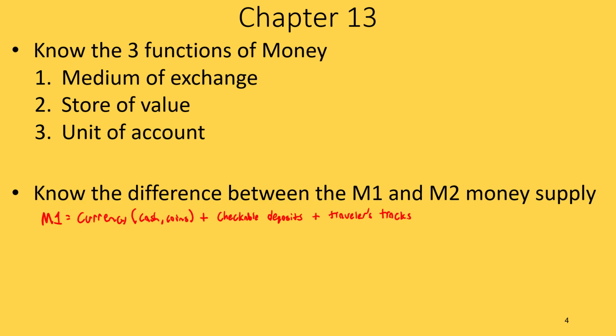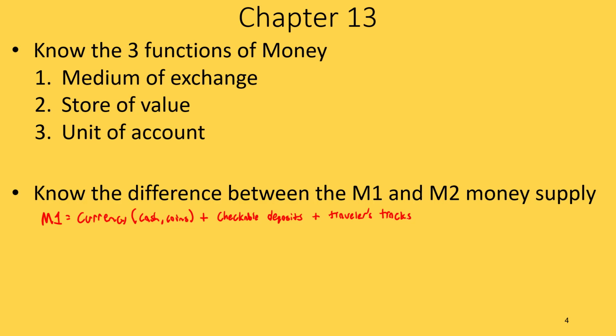Basically, it is your most liquid form of money, right? So remember, people who are focused on the M1 definition of money are focused on that medium of exchange function of money. And that all this stuff can be traded with right away, right? So you can use your currency, your cash and coins, you can use your checking account, or you can use your traveler's checks to buy things immediately. You can walk into the store with those things and spend them, right?